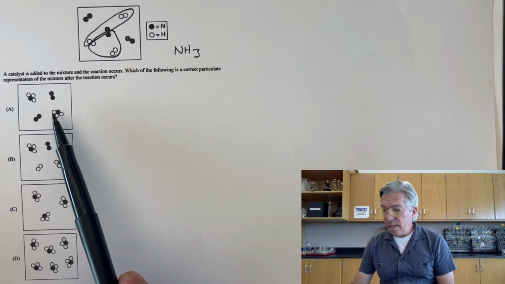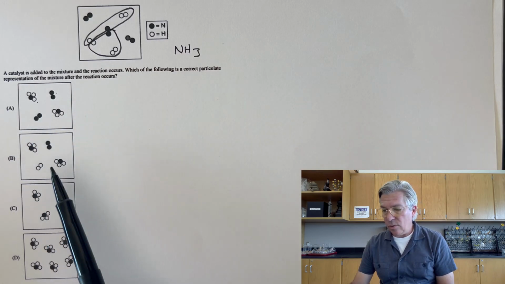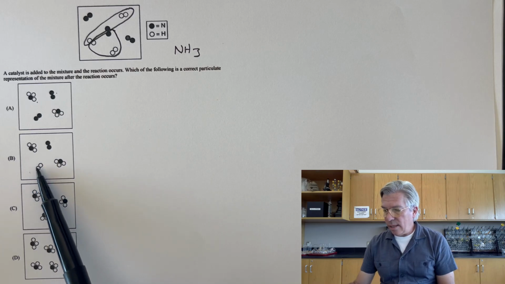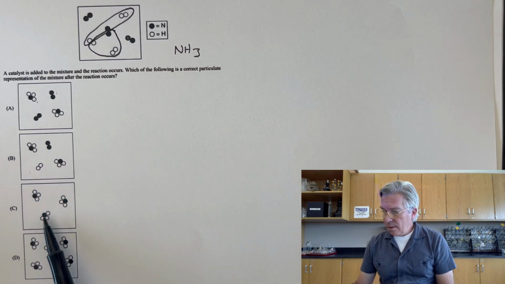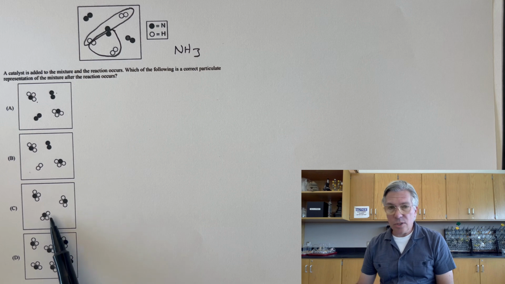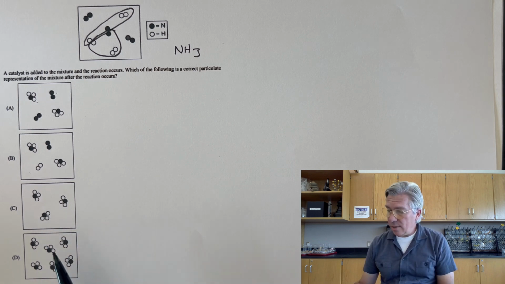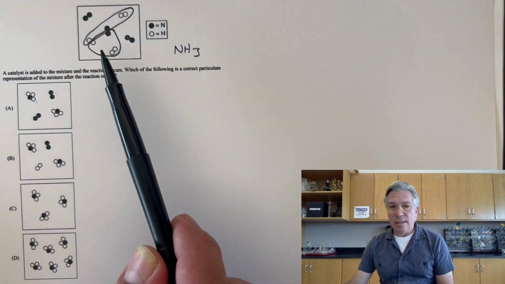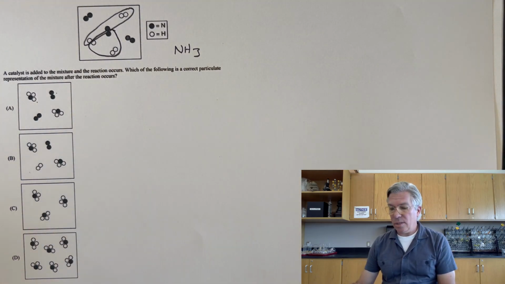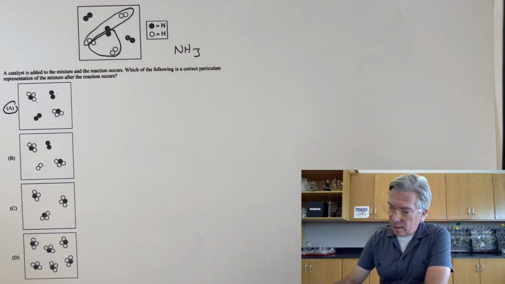And it turns out I'm hitting it right off the bat. 2 of those with 2 left over. This one has extra hydrogens that weren't used up. This one has 3 models, which looks good, but I didn't have enough hydrogens to make those 3 models. And this one has 6 models, and I didn't have enough ingredients to make all 6. So answer number A is going to be my answer on that one.